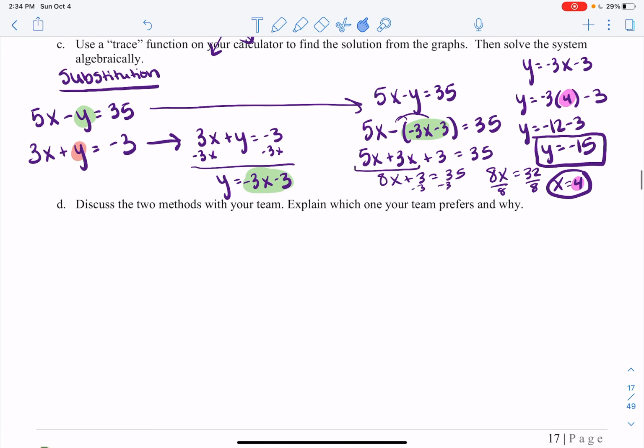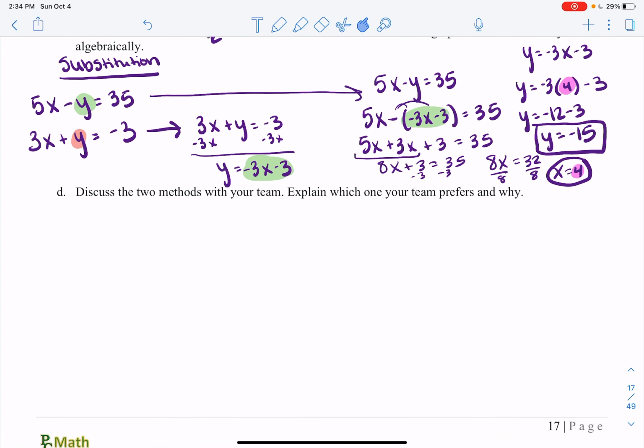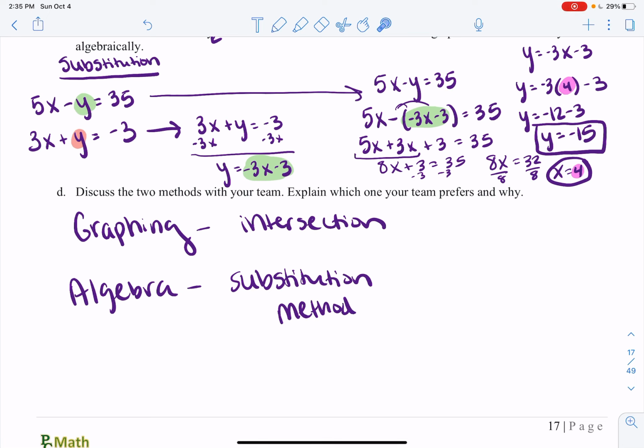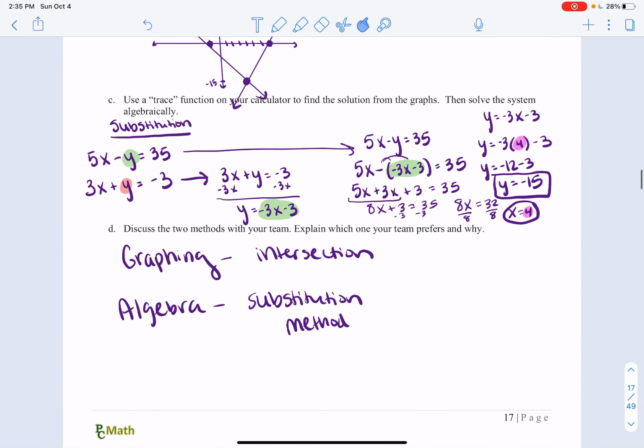And it says, well, let's discuss those two methods and explain which one you prefer. So that's kind of up to you, right? We solved using graphing, and we found the intersection. And we solved using algebra, and we used the substitution method. So it says, which one do you prefer? So we don't have a team right now. So which one do you prefer? Write that down. What do you think? What was a little easier for you to follow?